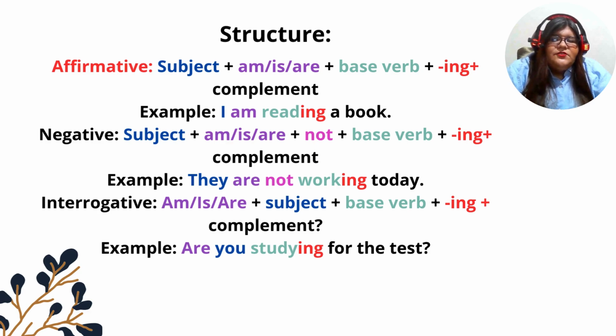Then we have the interrogative, or question, with the verb be from the beginning. This is like a general rule in all languages, right? The auxiliary verb comes from the beginning when we want to make a question. It doesn't matter the tense. For example, we will add the verb be from the beginning plus the subject plus the base form of the verb plus ing. For example, are you studying for the test?